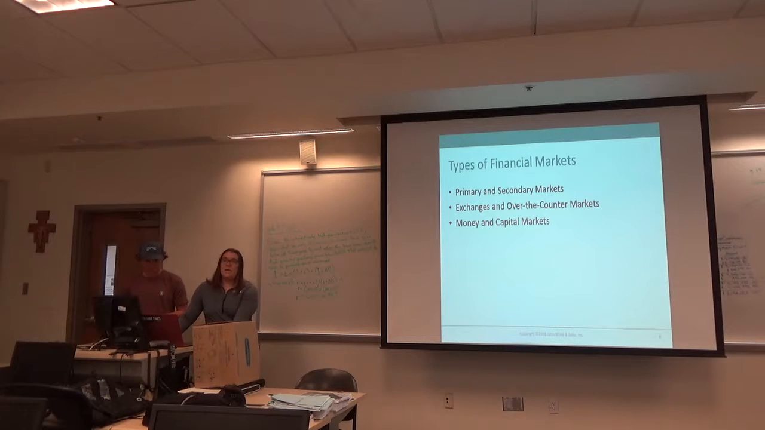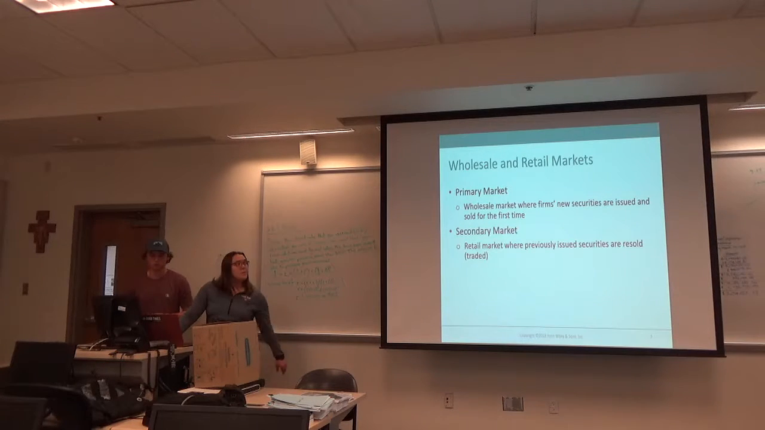There are different types of financial markets. We have primary and secondary markets, exchanges and over-the-counter markets, and money and capital markets. By primary markets, we mean wholesale markets where firms' new securities are issued and sold for the first time, whereas secondary markets are retail markets where previously issued securities are resold.